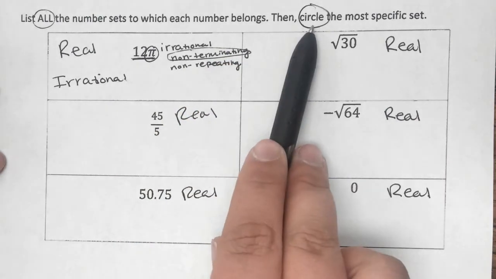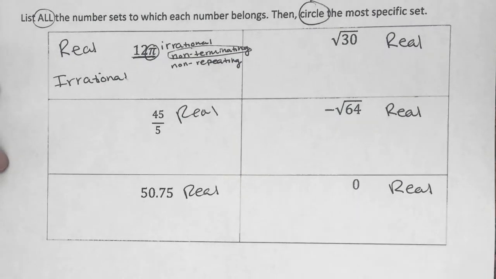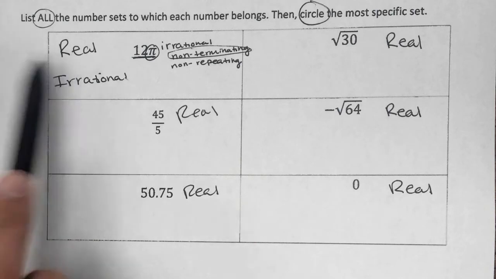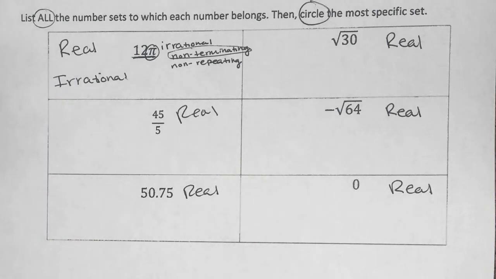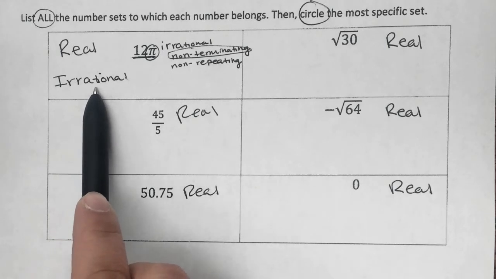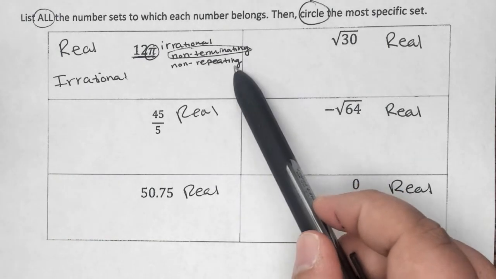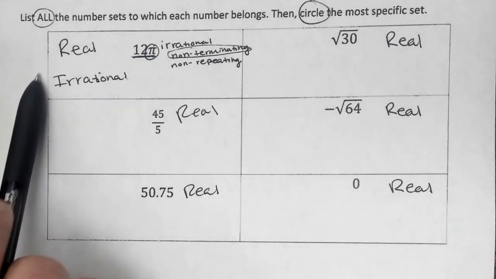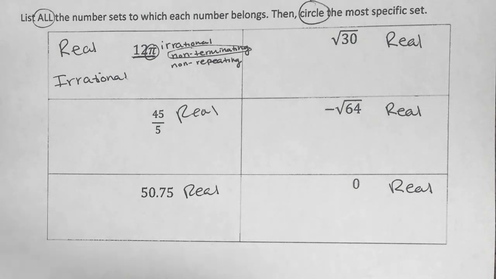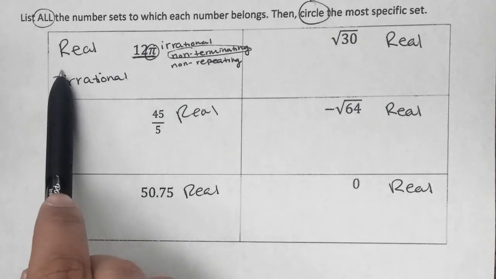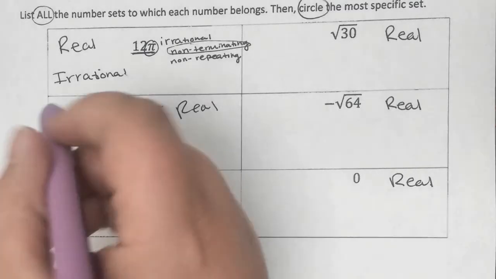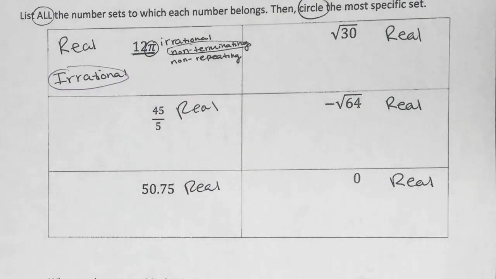The second part of the instructions asks us to circle the most specific set. If I tell you that a number is real, that means it can be any number in all of 8th grade. If I tell you a number is irrational, you know that there's a decimal value that never terminates and never repeats. So you get a better picture of what the number looks like when I tell you it's irrational, because I gave you more information with that. So irrational is the more specific set.